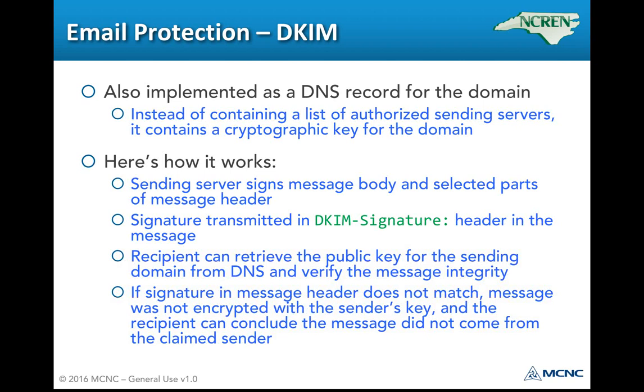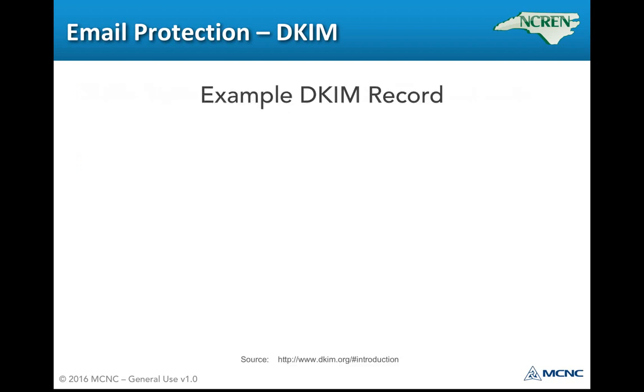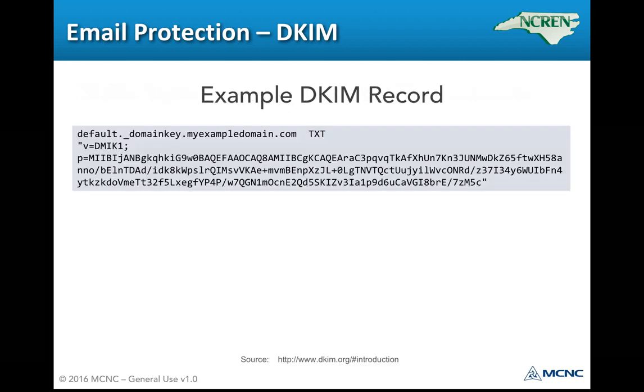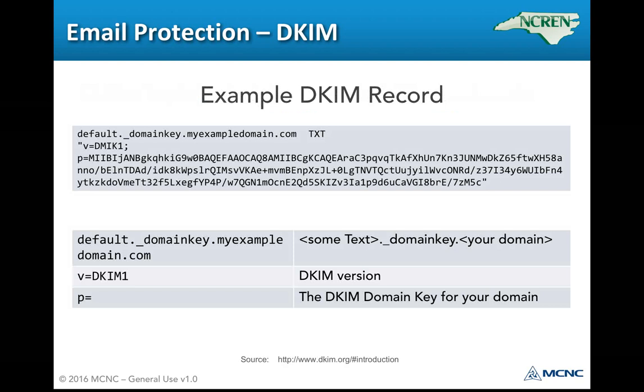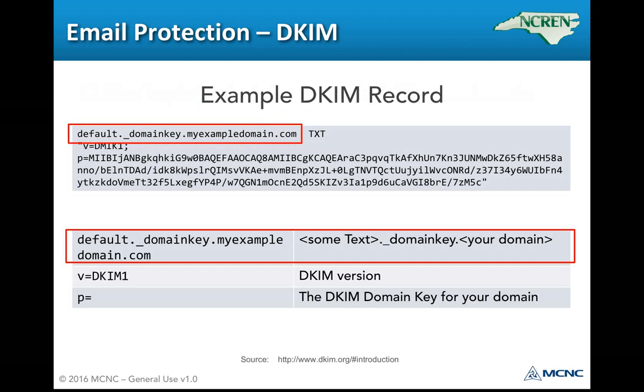So here's an example DKIM record, again specified as a text record in DNS. The first piece here, you'll see it says default._domainkey.myexampledomain.com. That is what lets folks doing the DNS lookups know that this is a DKIM record. So you would specify for your domain some text, it doesn't matter what it is, followed by _domainkey., and then whatever your domain is.